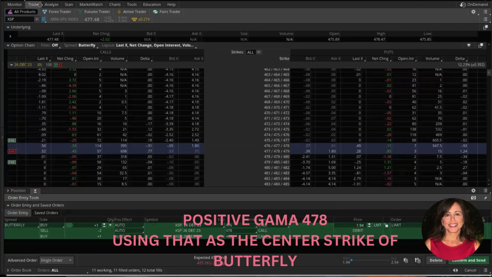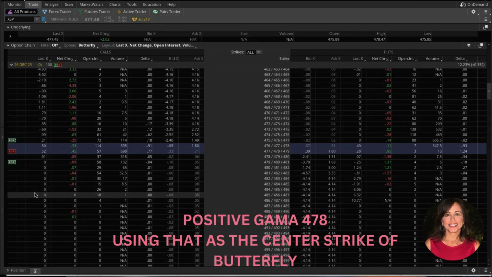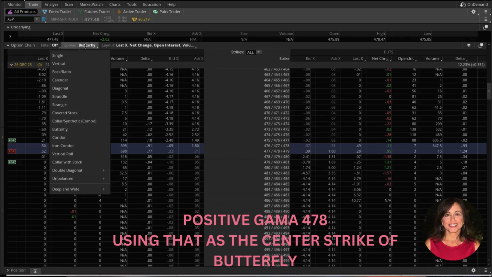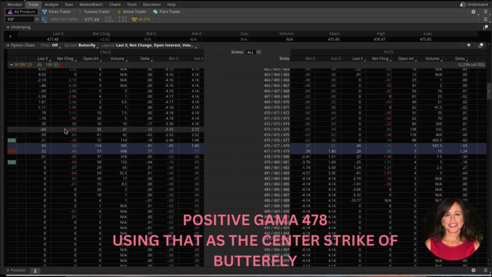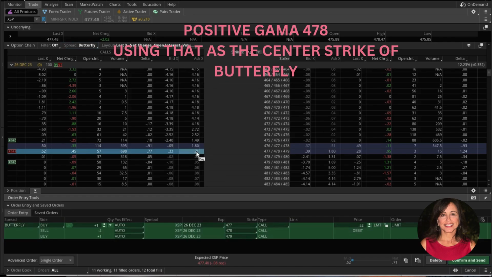So we went to our trade tab, looked at the butterfly from the drop-down menu, and set the center strike at 478. This was a call butterfly, and we created it $2 wide, because a dollar wide is pretty narrow. So we went from 476 to 480. As you can see, it's $2 below, $2 above. And right now, it's going for $1.94.